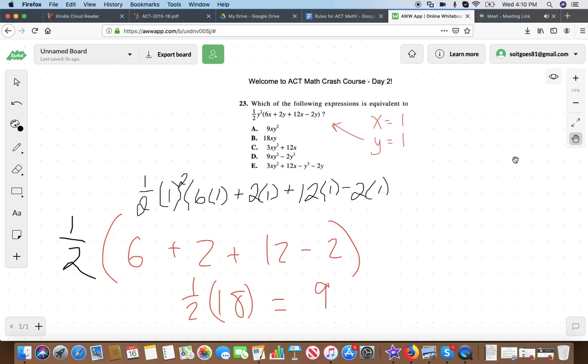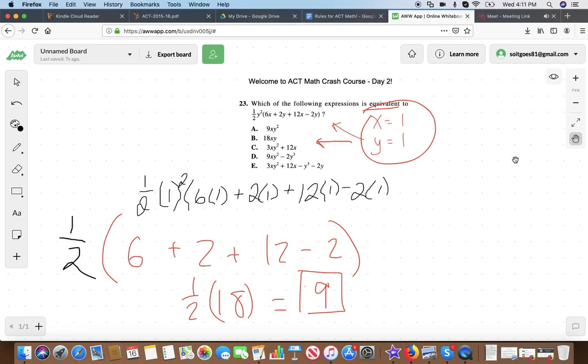Okay. So when x is 1 and y is 1, we get a 9. Does that make sense? Yes. So all we have to do now is plug those same values back into the answer choices, and the correct answer choice has to give us a 9. If they're truly equivalent expressions, remember equivalent means equal. So let's plug those into answer choice A. What do we get for answer choice A? 9. We get 9, so let's keep that.